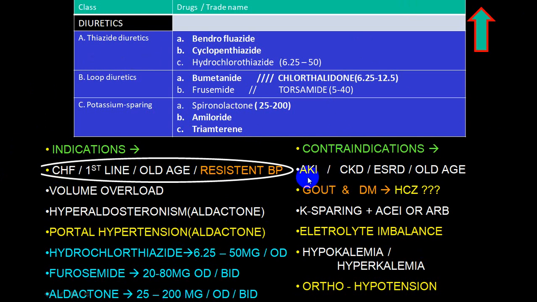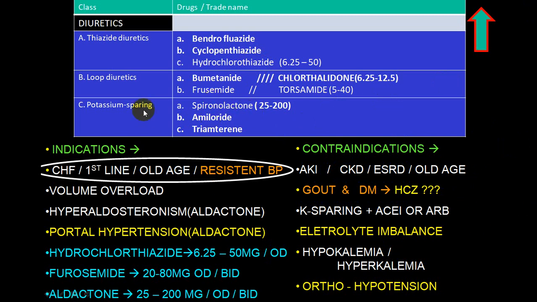Contraindications of diuretics: absolute contraindications are AKI, CKD, end stage renal disease, and in an old age person more than 65, try to avoid, because excessive use of diuretics will produce postural hypotension, and it is absolutely contraindicated in AKI, CKD, and end stage renal failure. As some of the diuretics like hydrochlorothiazide increase uric acid, increase lipids, and increase sugar, it is contraindicated in diabetes, gout, and also in hyperlipidemia.